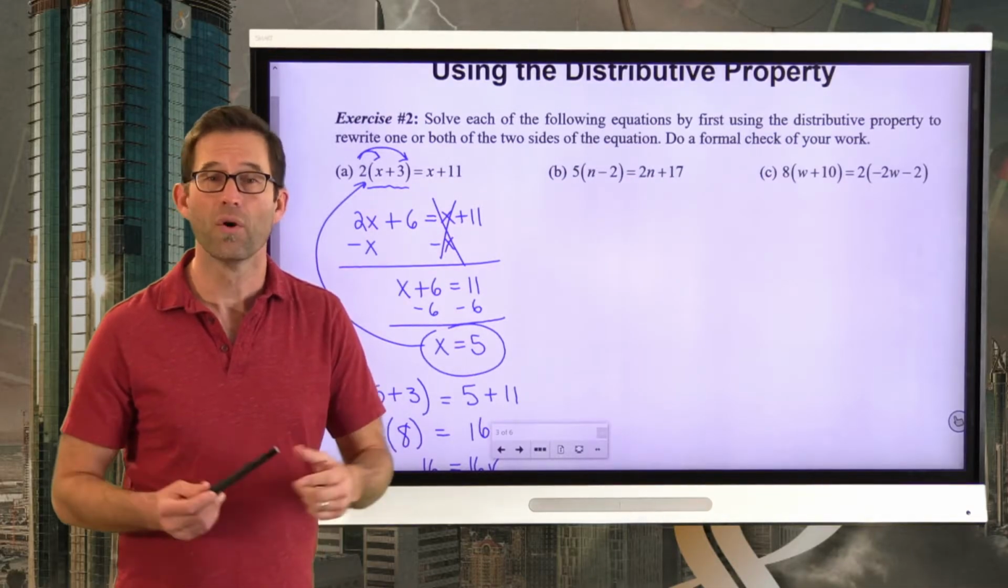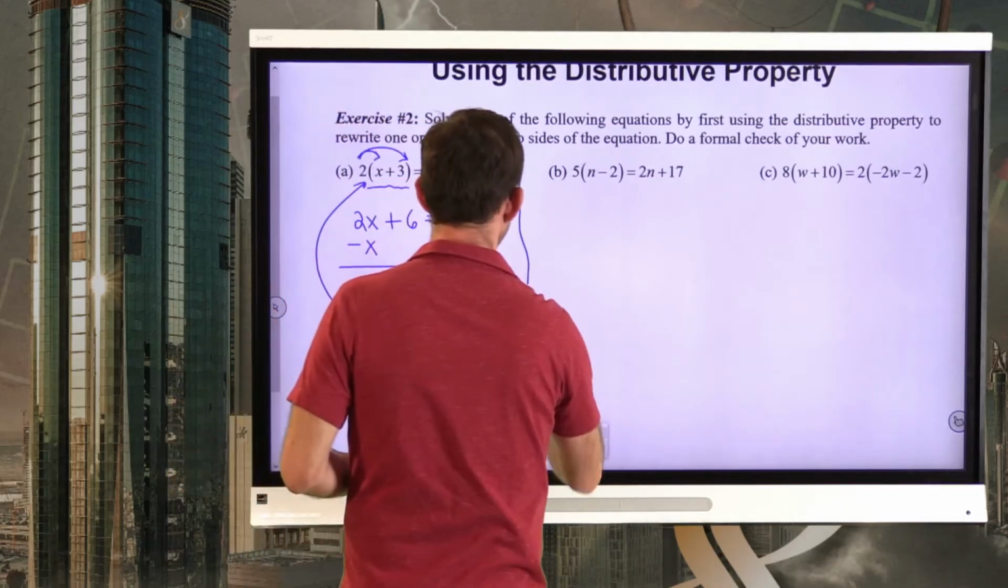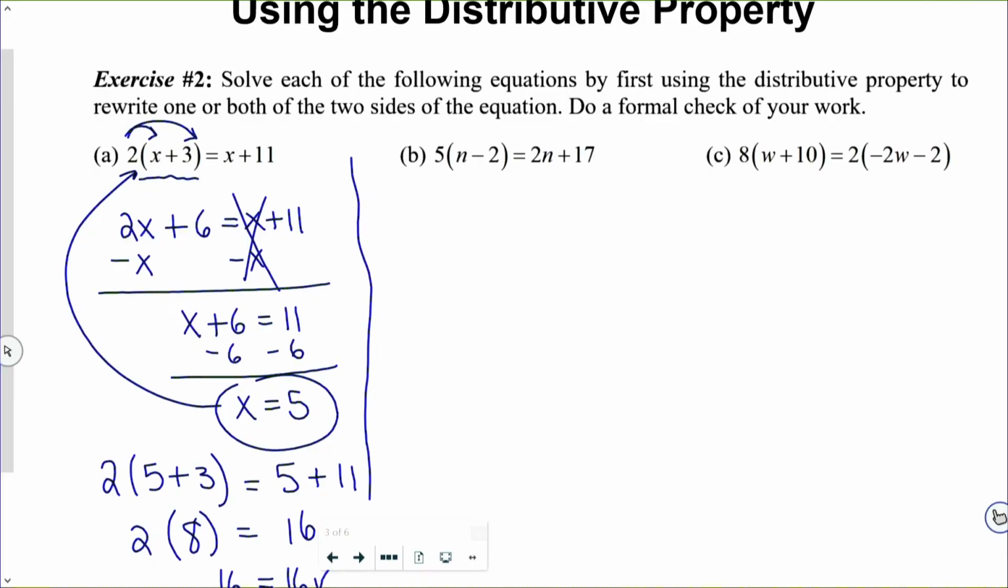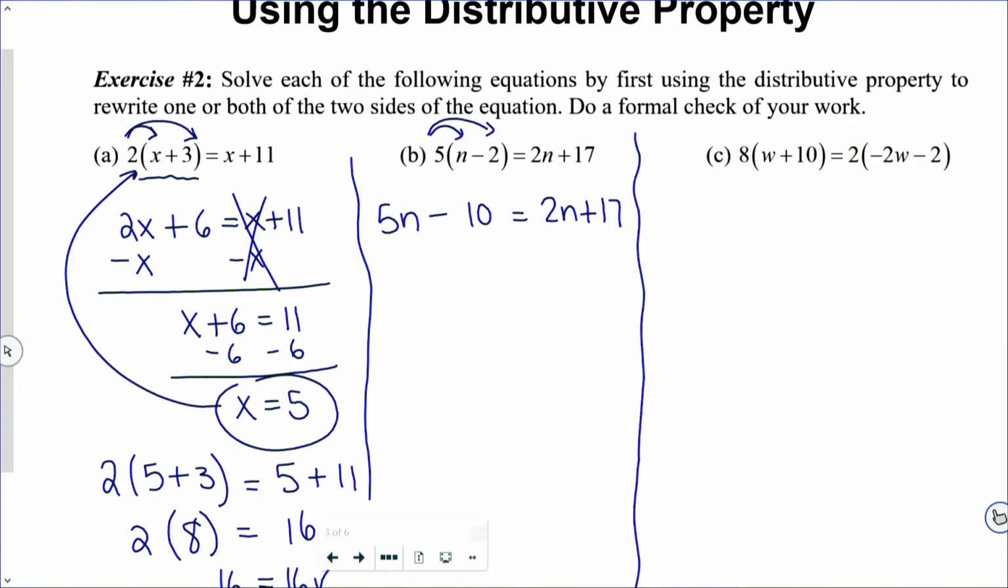All right, let's go through letter B together. Here we go. First thing I'm going to do is distribute the multiplication by 5 through that subtraction. 5 times n is 5n, minus 5 times 2 is 10. On this side, I've just got 2n plus 17. Do a little separation there. I'm going to subtract a 2n from both sides. 5n minus 2n is 3n minus 10 is equal to 17.